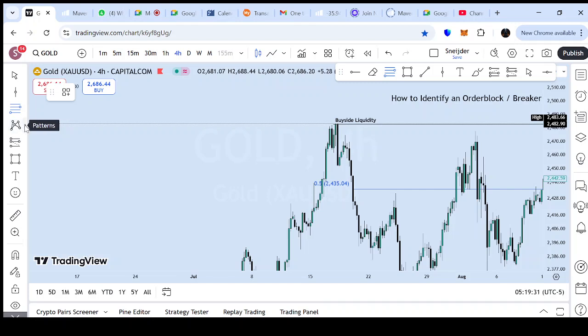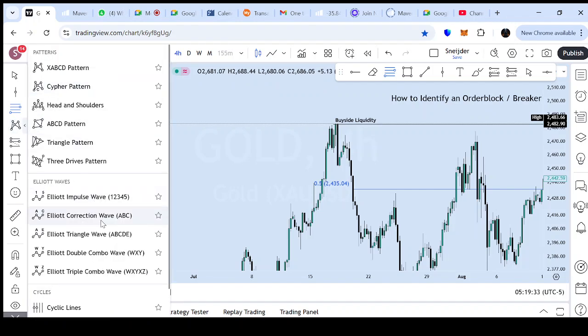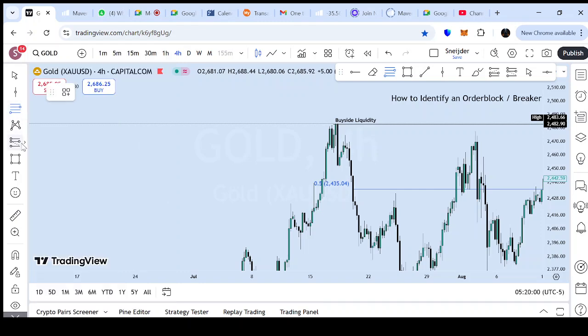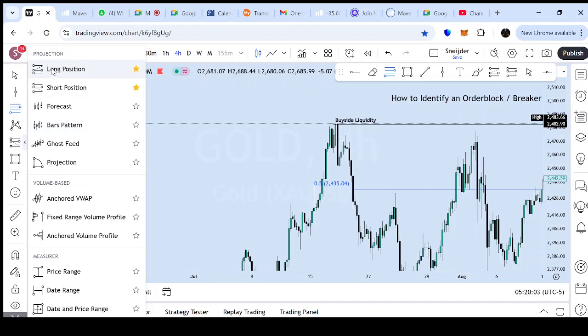So the next one we have this Elliott impulse wave, Elliott correction. I don't use these, but what I trade now is price action. When I started, I used to make use of these tools, but everything is purely price action. As you get to learn more, you will understand and study the price action more. Okay, yeah. So coming here, we have long position and short position.